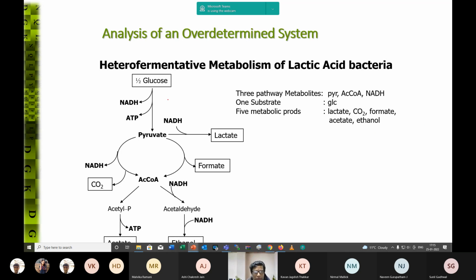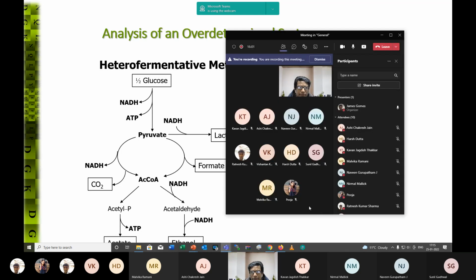So what I had said was that this is a heterofermentative metabolism of lactic acid bacteria. Anybody know what is the meaning of heterofermentative? Does it mean more than one? More than one microorganism is being used for the fermentation. No, not more than one microorganism. More than one metabolite is being produced by fermentation. Fermentation means when there is less oxygen.